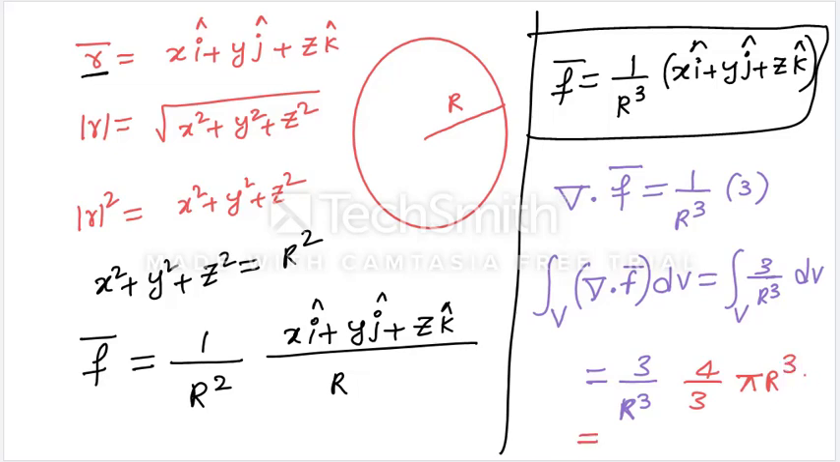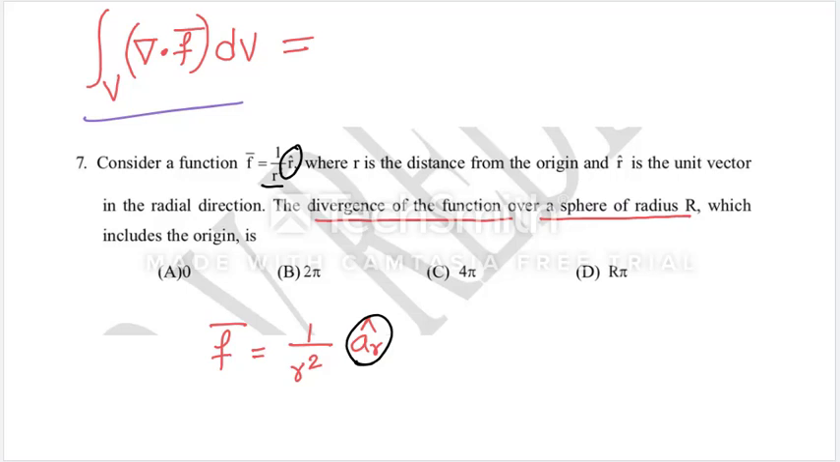Tell me, what will we get now? The answer is how much? 4 pi. Praveen, understood? Right. One other beautiful problem, like this we need to see.